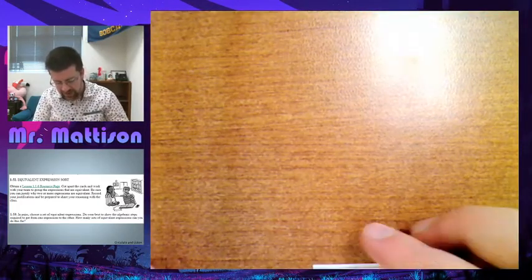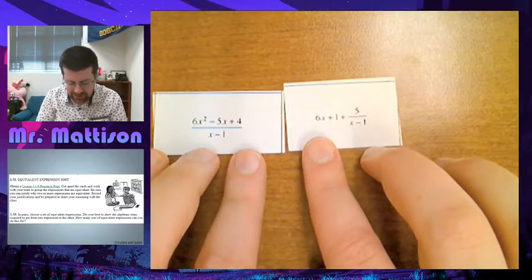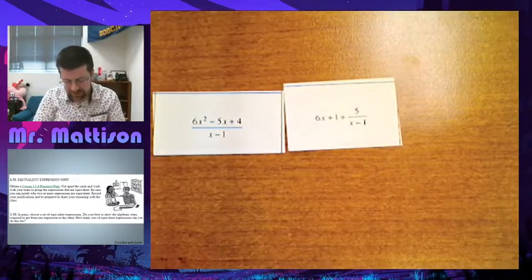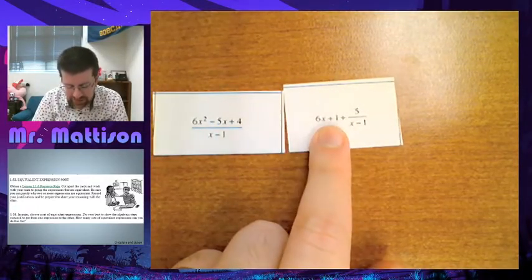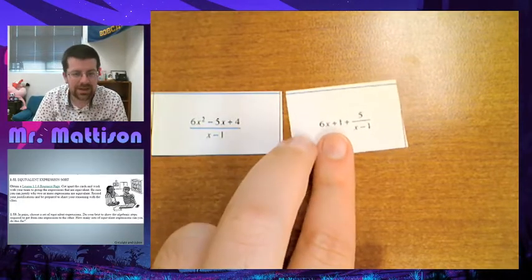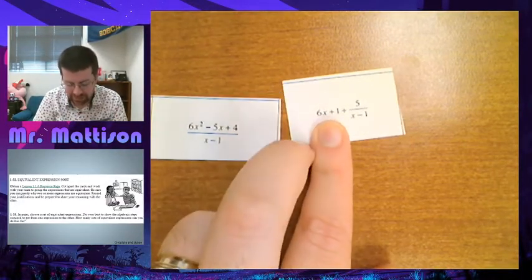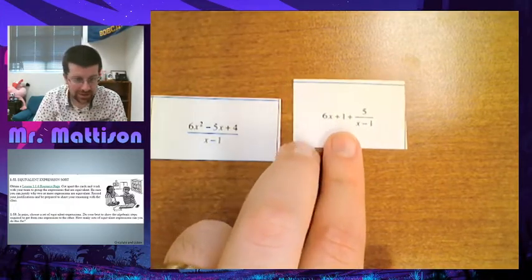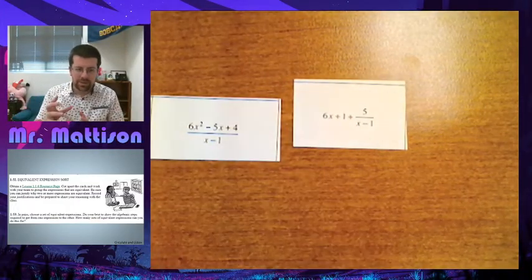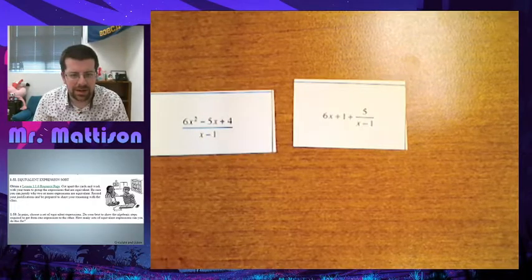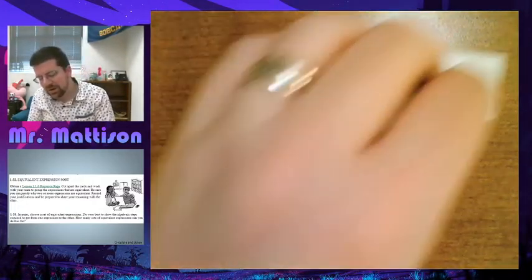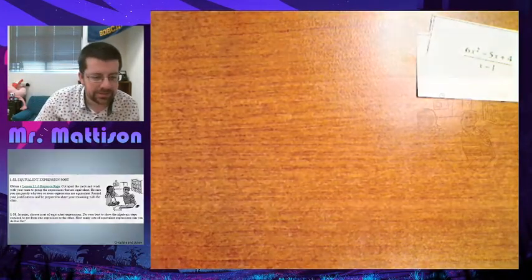And then our final pairing is going to be these ones here. So again, if you take these terms here and get them into common denominators, so multiply 6x by x minus 1 over x minus 1 and 1 by x minus 1 over x minus 1, and then combine them all into one big fraction. This is what you end up getting. So those are our 9 pairings.